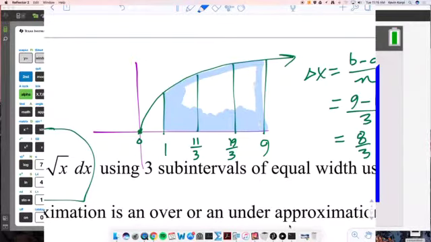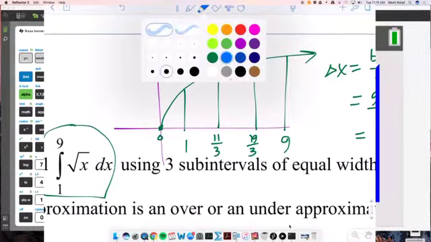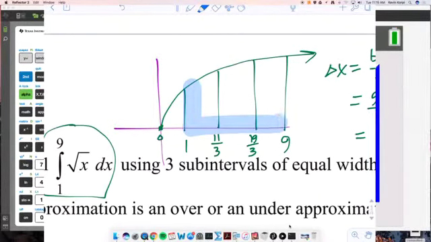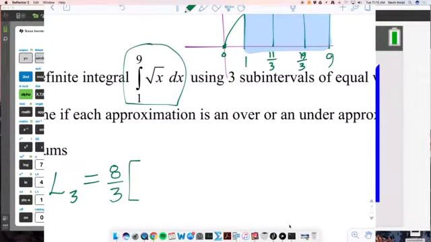Good thing we knew we were supposed to have 3 y values. So that doesn't hurt to shade it at least. We're not always starting at 0. Okay, so now that's a little bit better. All right, so we're starting at 1. So it should be f of 1, which is the square root of 1, plus f of 11/3, which is the square root of 11/3, plus f of 19/3, which is the square root of 19/3.